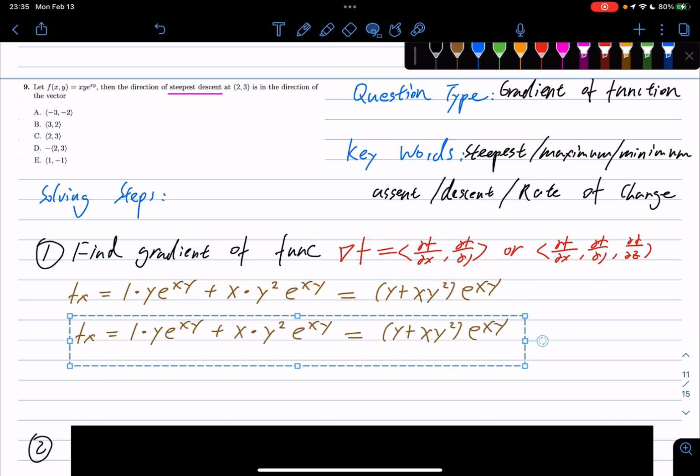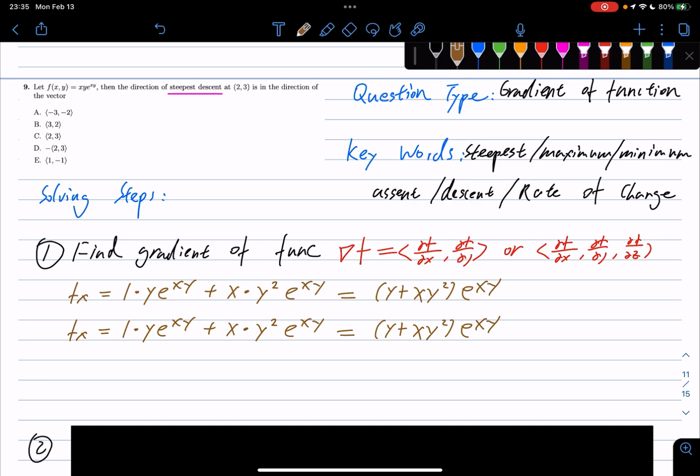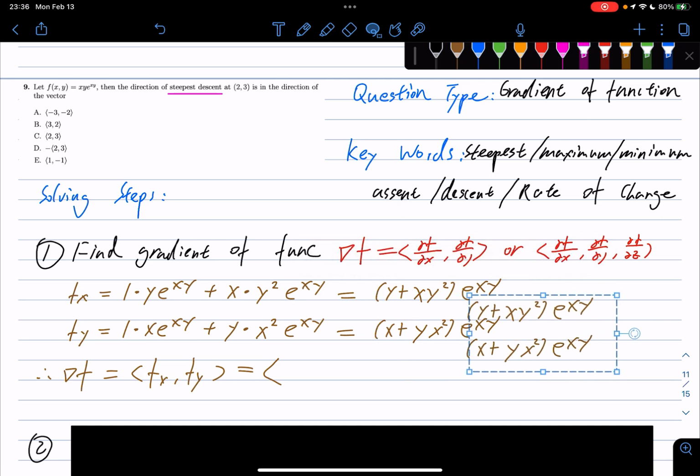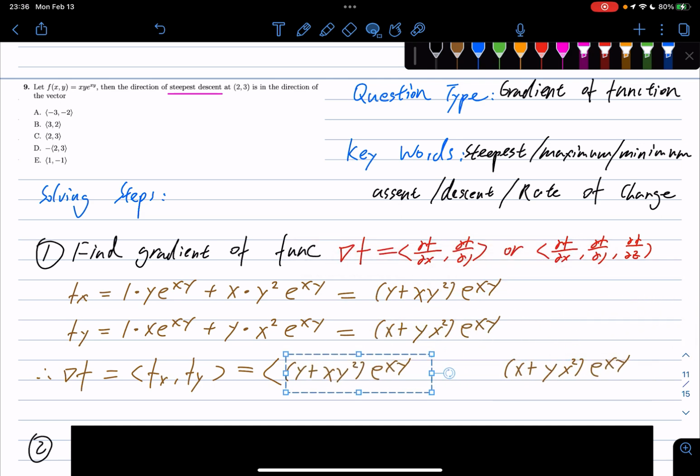We're going to just copy and paste and make some modifications. I hope you see that these things are quite similar, just changing some variables. y, x squared, and then x, y, x squared. And then boom. So that's fy. So therefore, your gradient equals fx, fy equals, I'm just going to copy and paste, be a little bit lazy. Again, speeding up the process for you so the video doesn't take 3 hours to finish. So boom, there's your gradient.